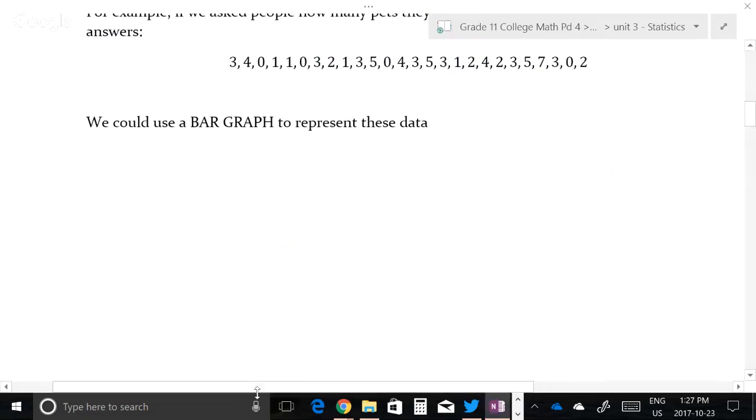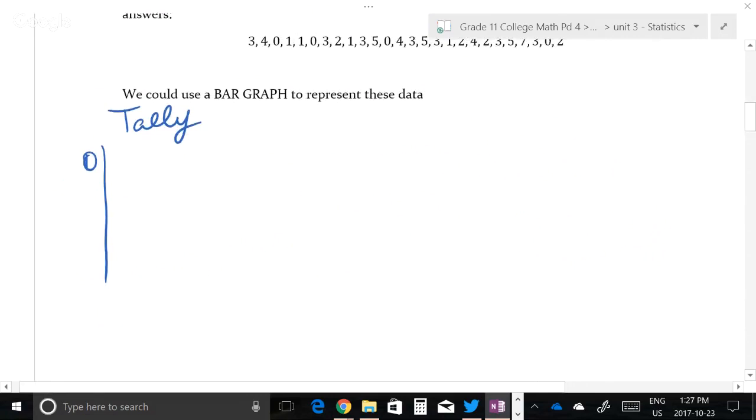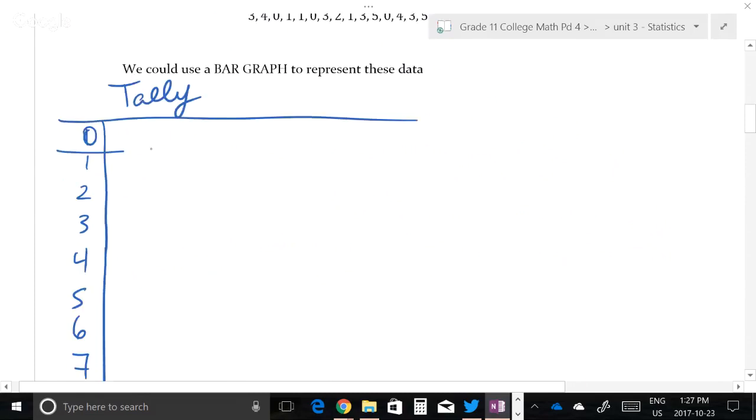And when I say a bar graph, what I'm really going to do is figure out how many people said 3, how many people said 4, so on and so forth, right? So I want you to do a little tally for this. Can you tally the numbers up for me? How many people said 0? What's the highest number on here? 7. So 0, 1, 2, 3, 4, 5, 6, and 7. And just give that a quick tally for me. Let's see what we come up with.